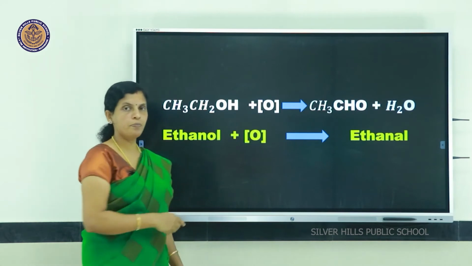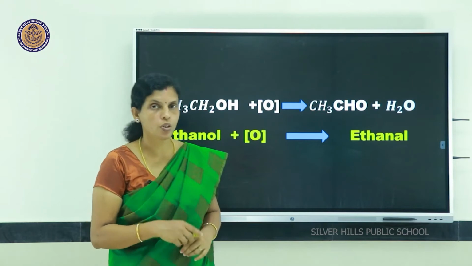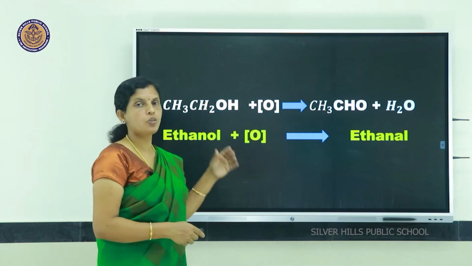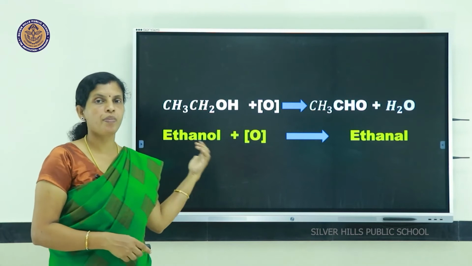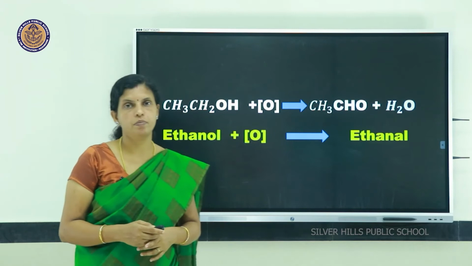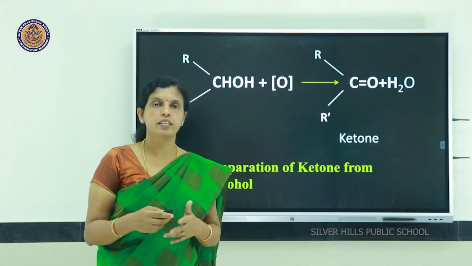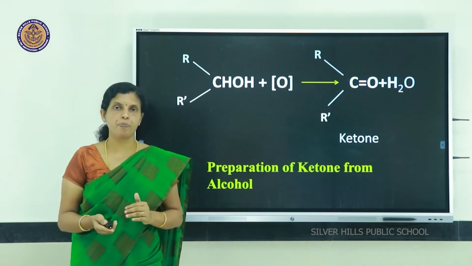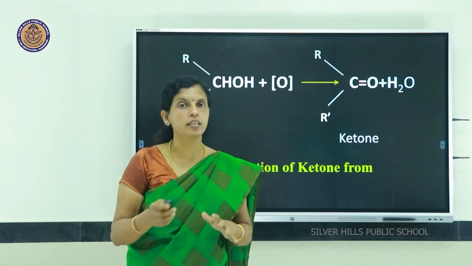But for example, ethanol CH3CH2OH on oxidation gives ethanal CH3CHO. So there is no change in the number of carbon atoms. The number of carbon atoms remains the same. The alcohol contains 2 carbons and the aldehyde also contains 2 carbons. So during the oxidation of a primary alcohol into an aldehyde, there is no change in the number of carbon atoms. If we are using a 2-carbon alcohol, the aldehyde also contains 2 carbons.